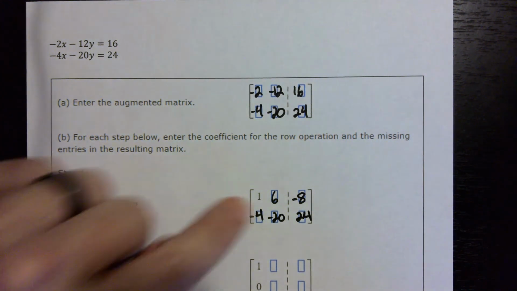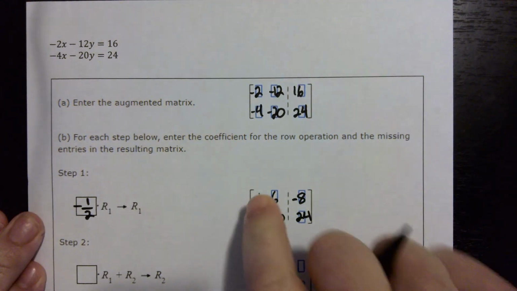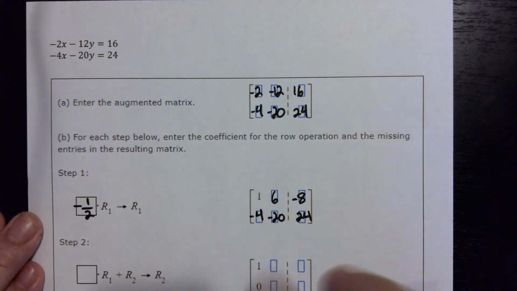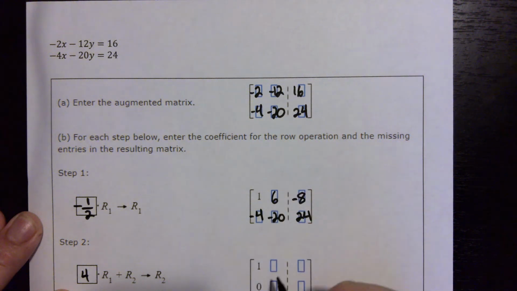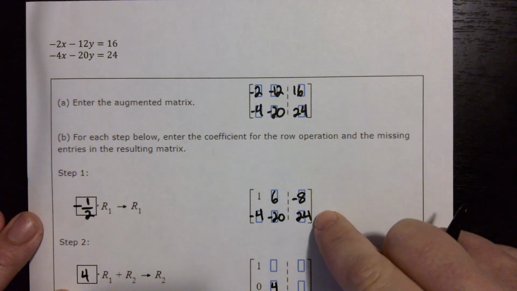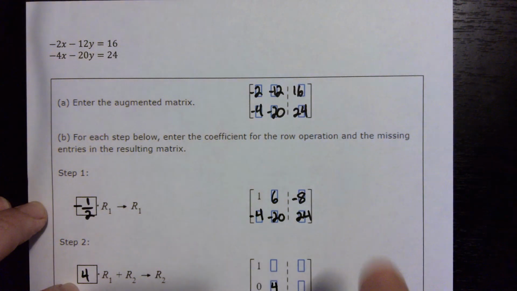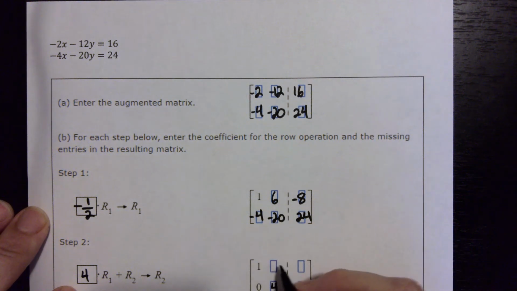Okay, now we need to use this equation to make this turn into a 0. So what do I multiply 1 by to turn it into the opposite of negative 4? Well, I need a positive 4. Okay, so 4 times 1 is 4. We add to negative 4, it goes to 0. 4 times 6 is 24. 24 minus 20 is 4. And 4 times negative 8 is negative 32. Negative 32 plus 24 is negative 8. Okay, so the top doesn't change.